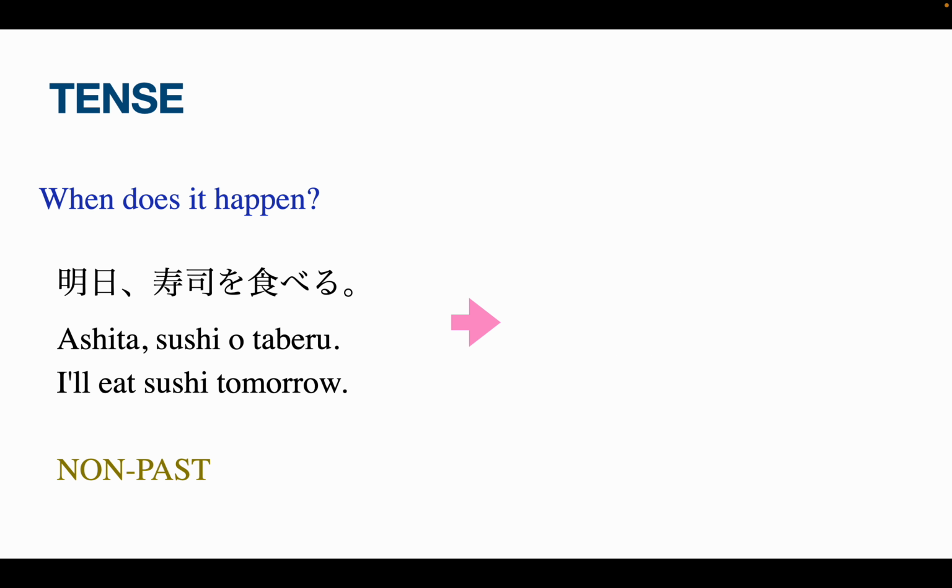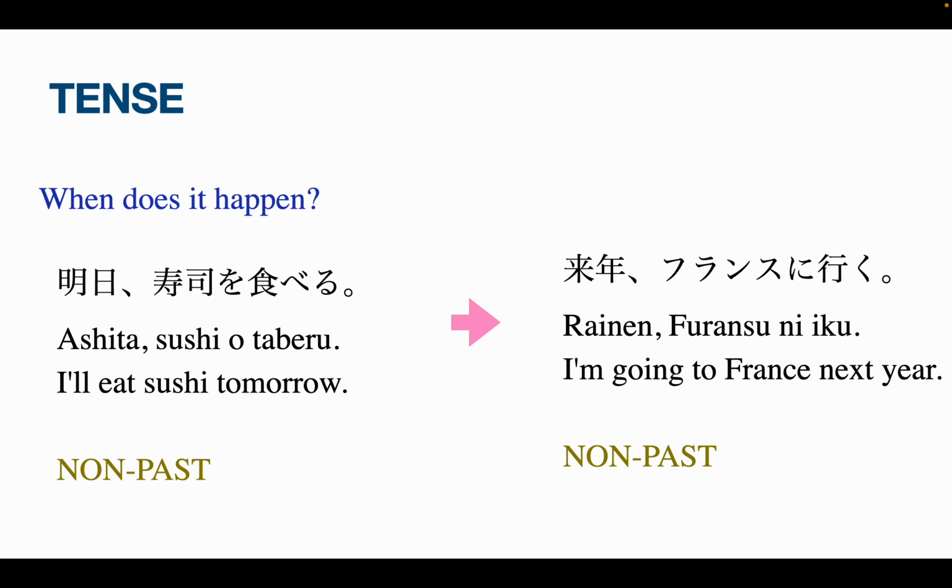Look at this sentence. 明日寿司を食べる。I will eat sushi tomorrow. The verb is 食べる, but obviously the event is in the future, not present. Or next sentence. 来年フランスに行く。I'm going to France next year. Again, 行く is a non-past form, but we are talking about the future, not today.